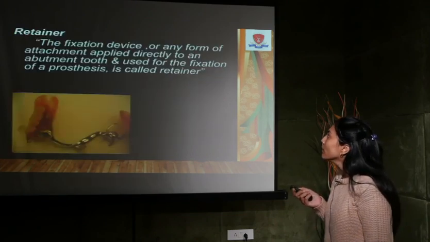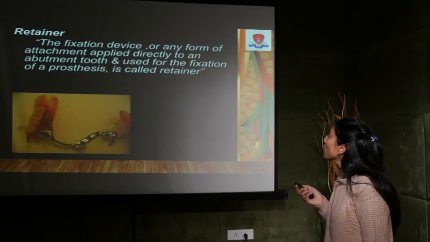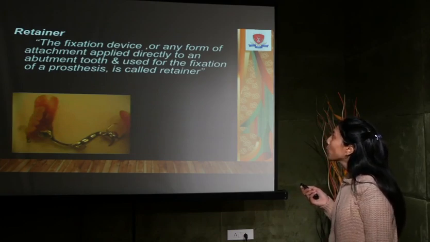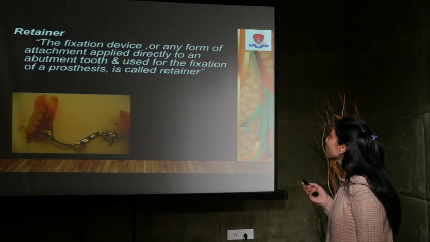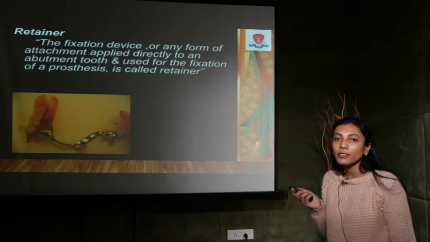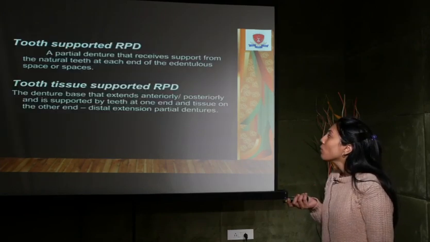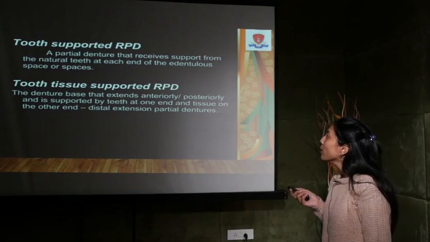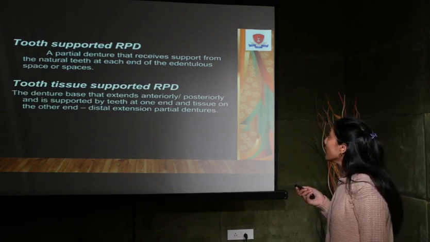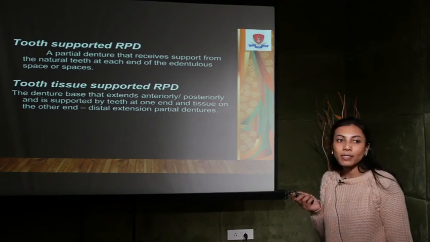What is a retainer? It is a fixation device or any form of attachment applied directly to an abutment tooth and used for the fixation of prosthesis. It is called a retainer. What is tooth supported RPD? A partial denture that receives support from the natural teeth at each end of the edentulous space or spaces.